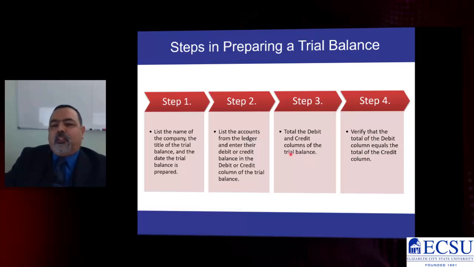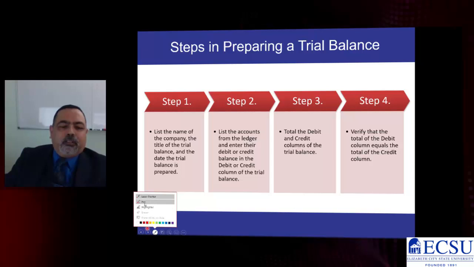Then step number three and step number four happen together. Total the debit and the credit columns of the trial balance and verify whether the two totals are equal or not. If they are not equal, then we consider that to be a disagreement of a trial balance.